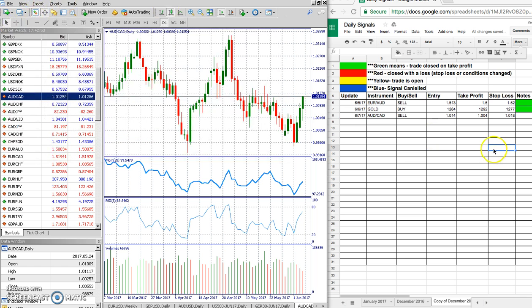Okay, so again, just to repeat, very simple. You have the instrument, you have a buy or sell order, you have the entry, which is the price of the trade you want to get in at. You have a take profit level, and you have a stop loss level. Now, these are the daily signals. So every day at the switch of the session, I will be updating them.